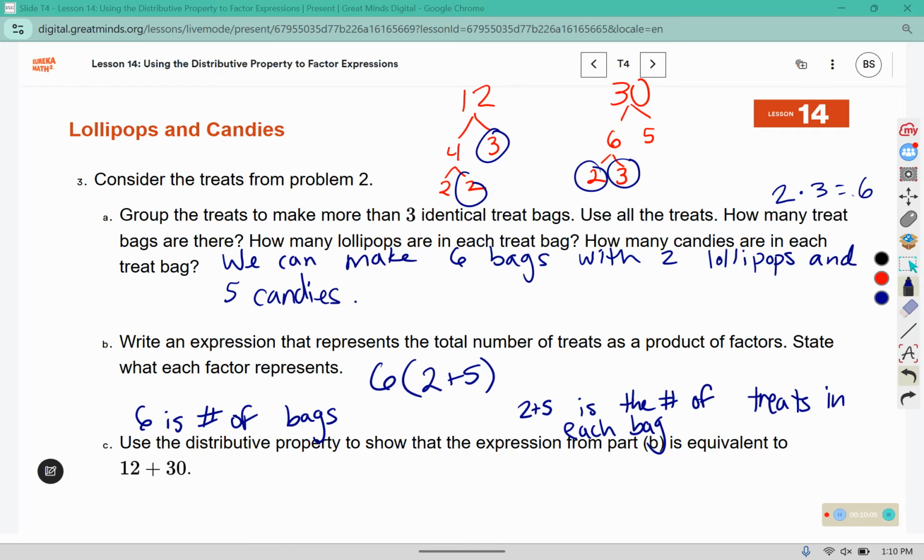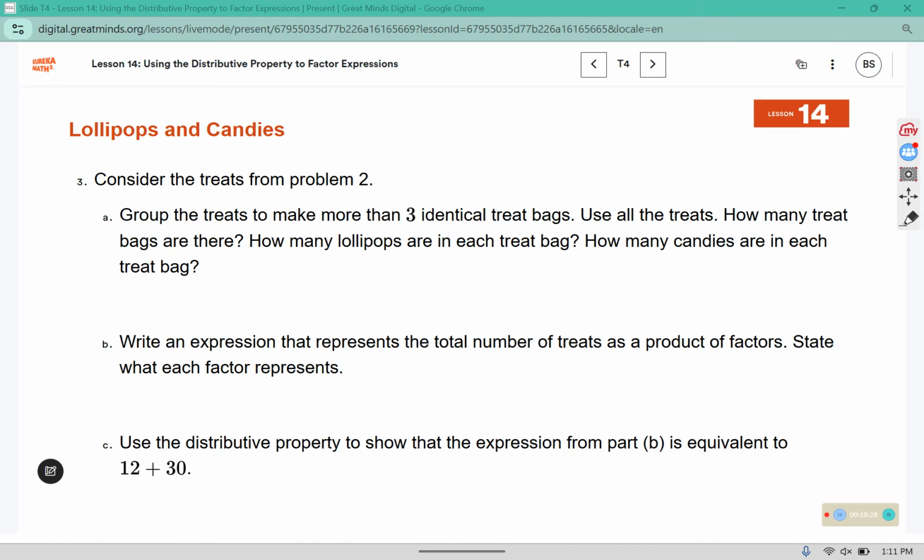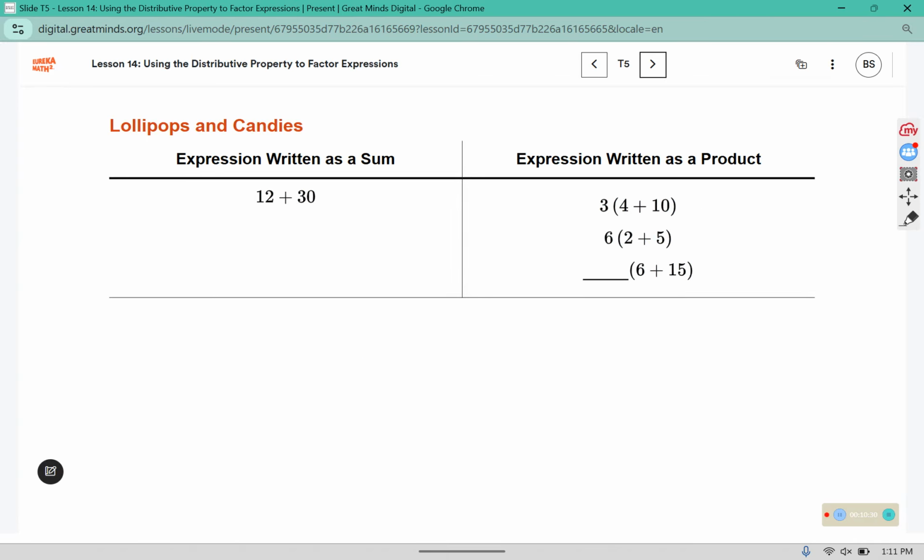Use the distributive property to show that it's equivalent to 12 plus 30. So we would do 6 times 2, and then we would do 6 times 5. 6 times 2 is 12, and 6 times 5 is 30. So here we have the two different methods so far. The one where they created 3 bags, and the one where we created 6 bags.